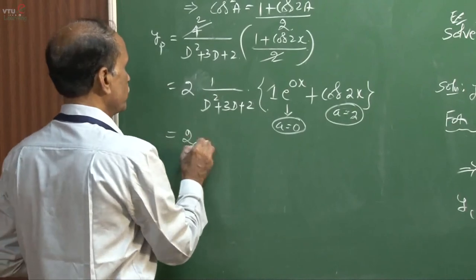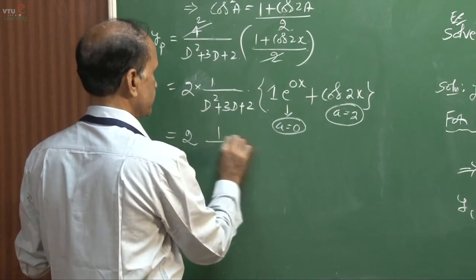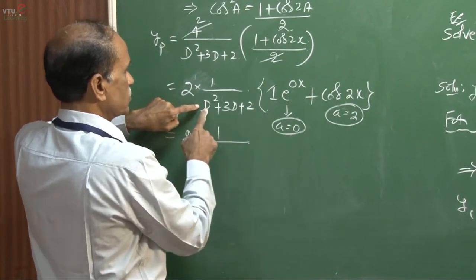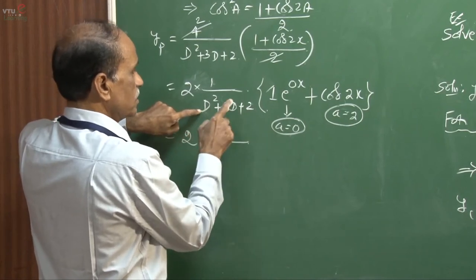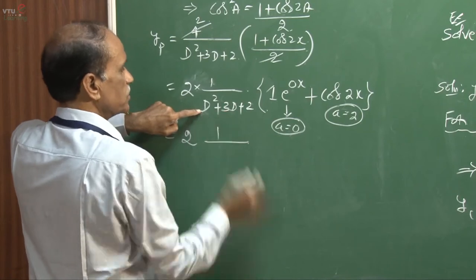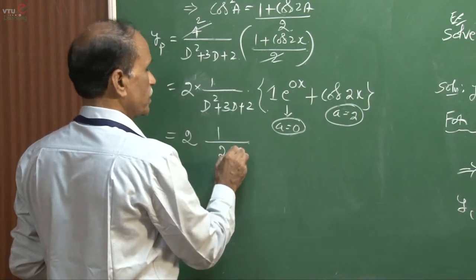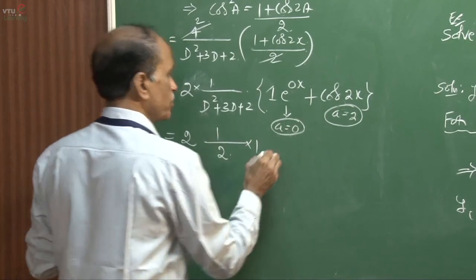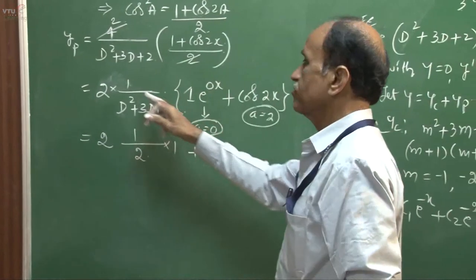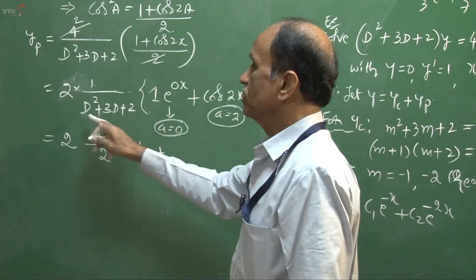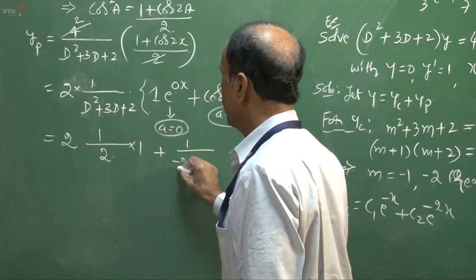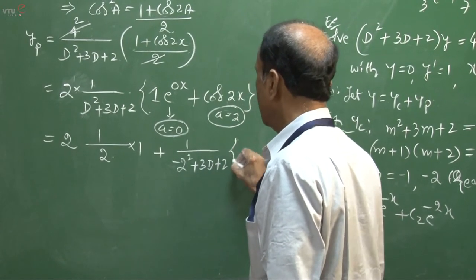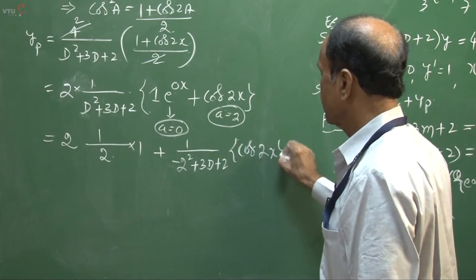Then that is 2 into 1 divided by d square. For example, here a is equal to 0, that means d equals a equals 0 for these two terms, leaving the coefficient only 2. Then it should be multiplied by 1 only, and plus 1 divided by, you have to replace that by minus 2 square plus 3d plus 2, operating on cos of 2x, right?